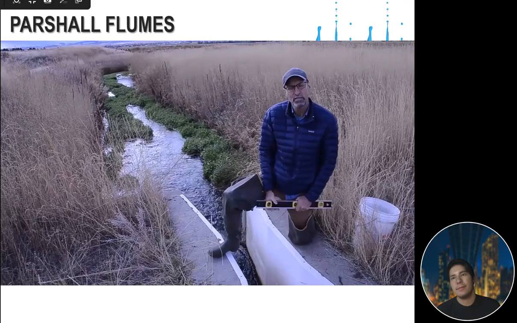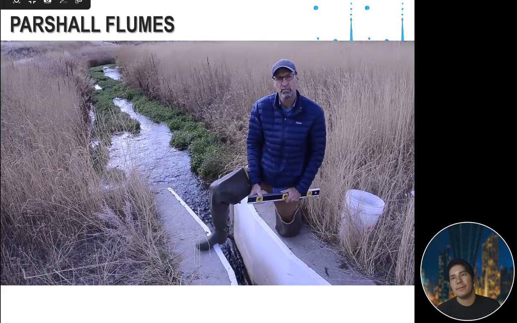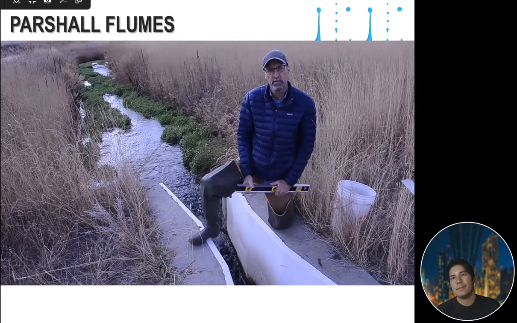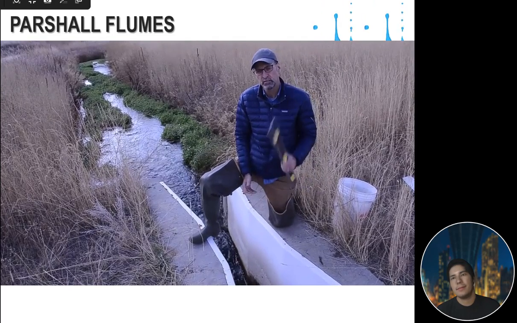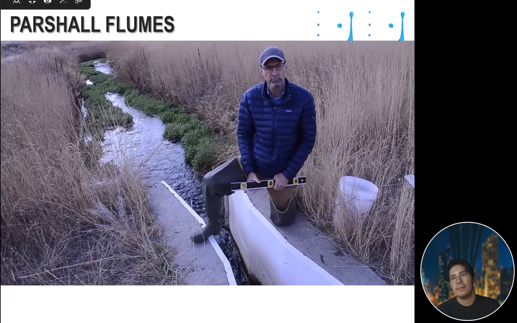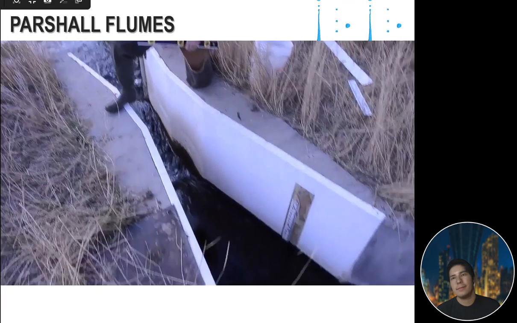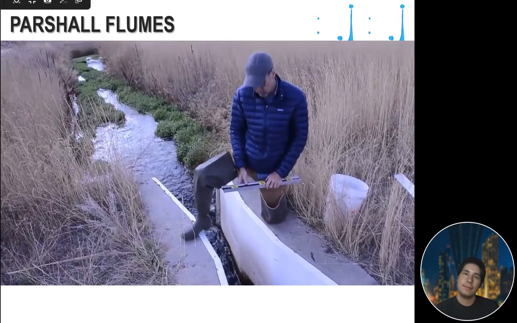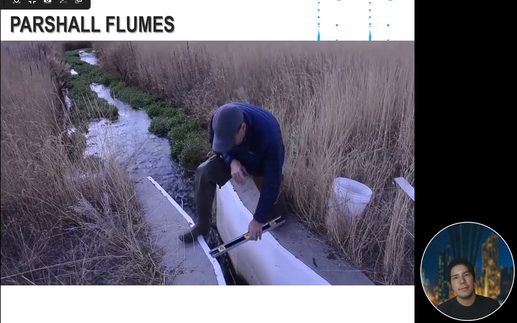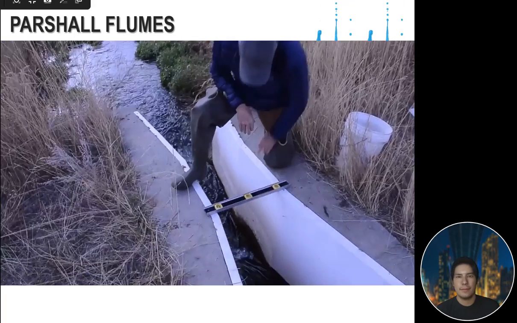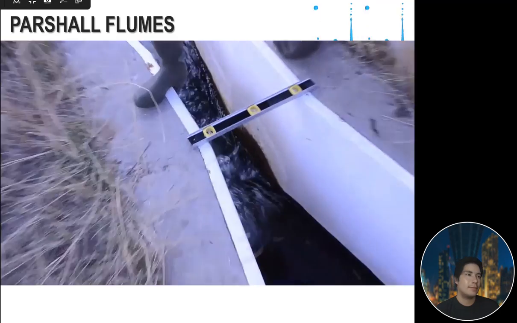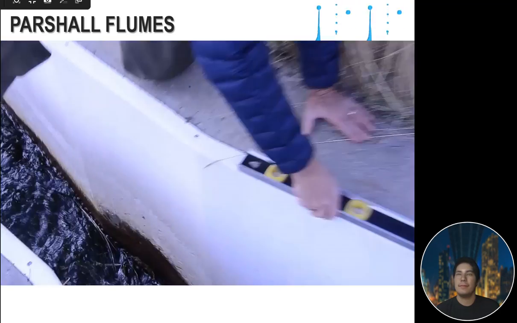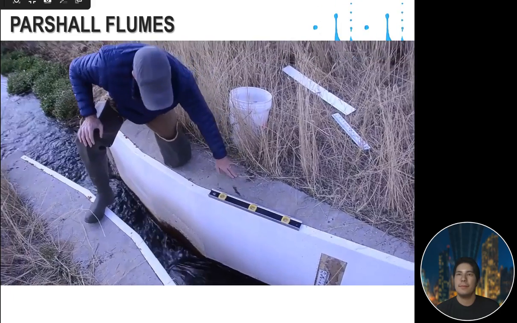Okay, last thing we want to check to make sure this is a properly functioning flume is the level. These things have to be put in level, and typically you'd like to check your level on the floor of the flume as it approaches that crest. That's not always possible when you have water. So what I typically do, and I like to go right across the throat of the flume, I'll just set my level down across the throat, make sure that it's level, and then also do it lengthwise. Find a good spot you can put the level lengthwise to make sure it's level, and then we're good to go.